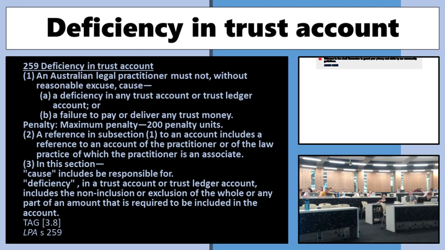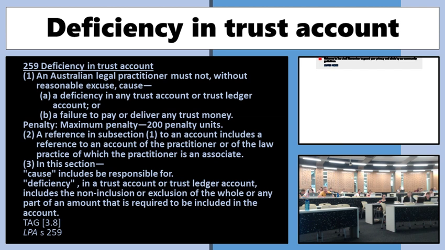So this deficiency is basically where there ought to be money in the general trust account, or any other trust account, CMA accounts, and there's not. It's fallen below that. There is quite a large penalty associated with that, and notice that they quite clearly say in subsection 3 that causing a deficiency includes being responsible.